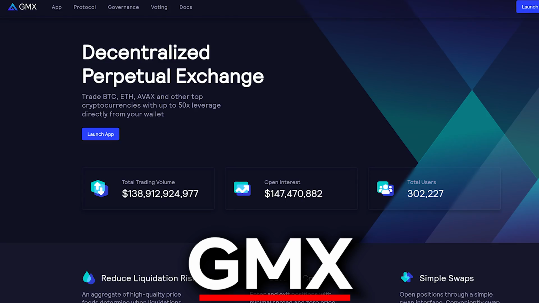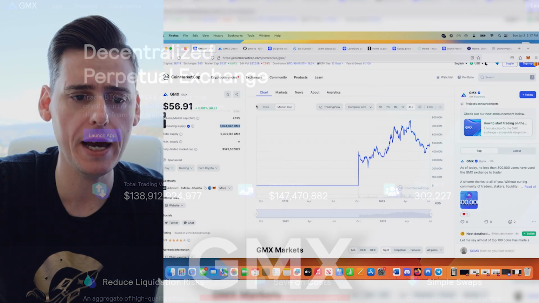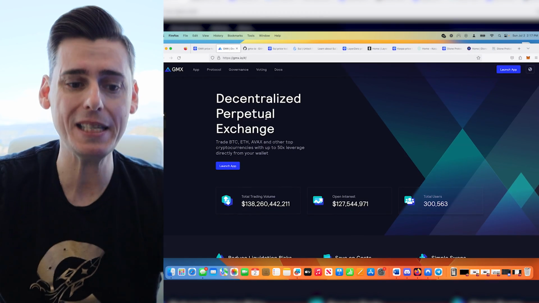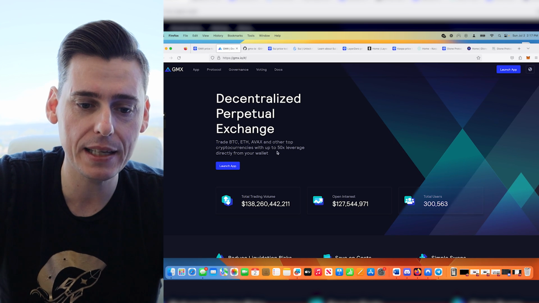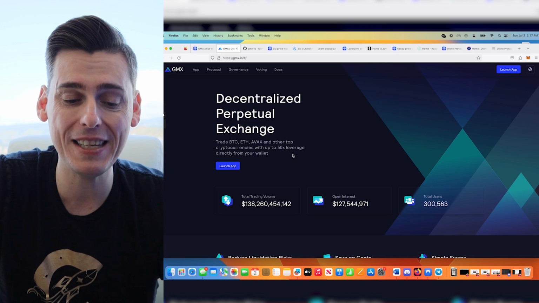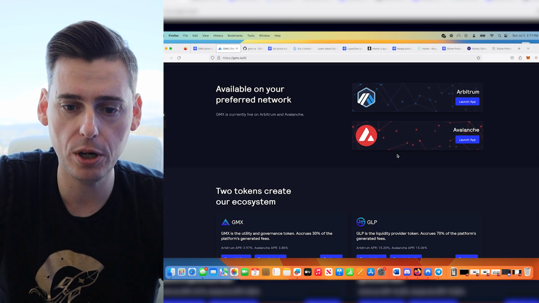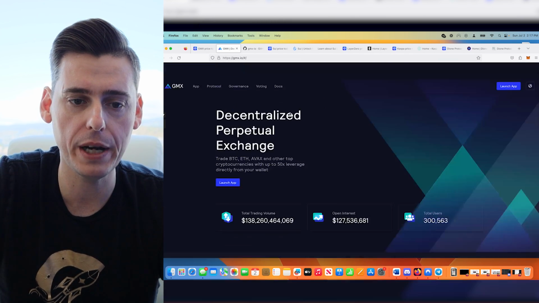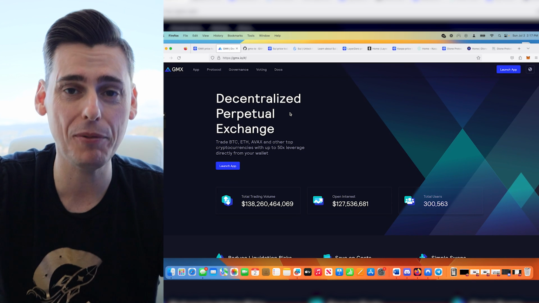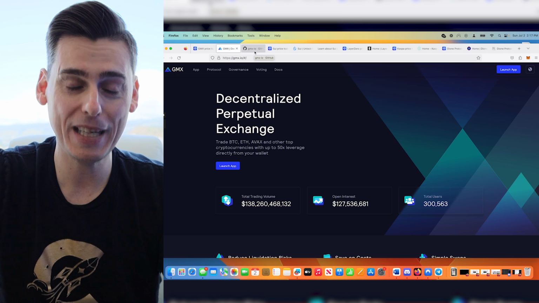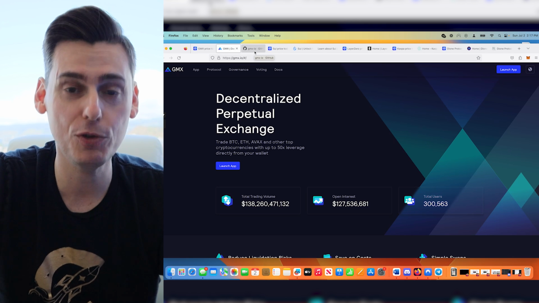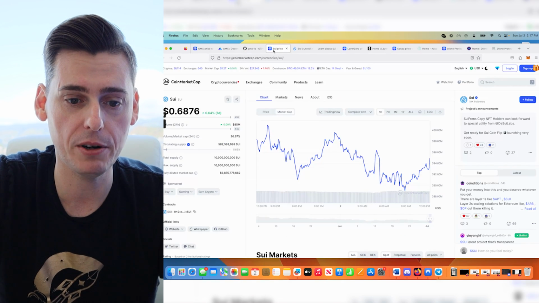GMX. GMX is sitting right around $500 million market cap. If you want to know a little bit what GMX is, it's a decentralized perpetual exchange. Trade BTC, ETH, AVAX, and other top cryptocurrencies with 50x leverage. You can launch on Arbitrum or AVAX here, available on our preferred networks. Just be careful, guys. Anytime you trade leverage, don't get wrecked. That's how Three Arrows Capital and Sam Bankman, all those people, got wrecked, trading on leverage, right? Leverage is kind of crazy, so just be careful.